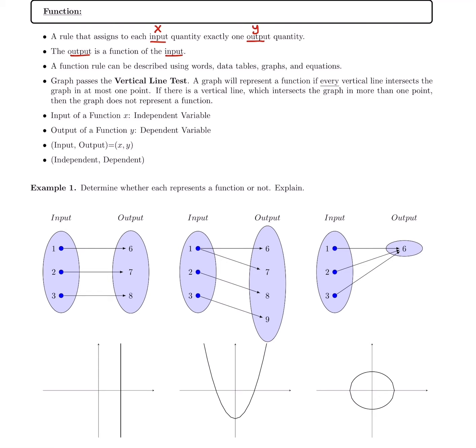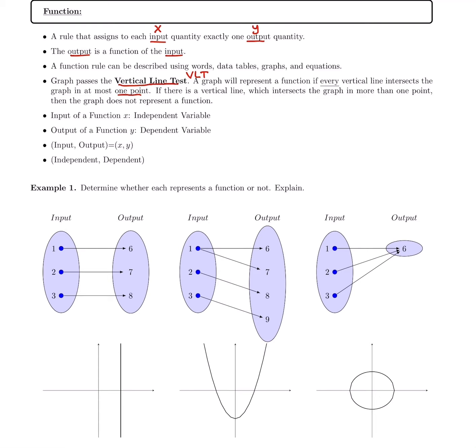A function can be described using words, data tables, graphs, and equations. We're going to start with some visual ones first. Graphically, you have a function as long as it passes the vertical line test, which I'll usually write as VLT. That means wherever you draw a vertical line, it's only going to intersect at exactly one point. There's not going to be two y values where it crosses, because each x is going to exactly one y. And that's what makes it a function. If the vertical line intersects more than once, then it's not a function.